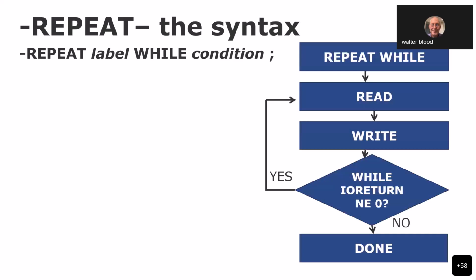My repeat while. Notice I'm not doing any testing until after I've done my operations. In this case, I'm doing a read and a write. At that point, after I've done my write, I'm going to check my IO return. If my IO return is not equal to 0, the file's still there, I still have data, so yes, go back and do another read. If it's 0, I'm done, exit. And that's obviously the thing you want to make sure does happen.